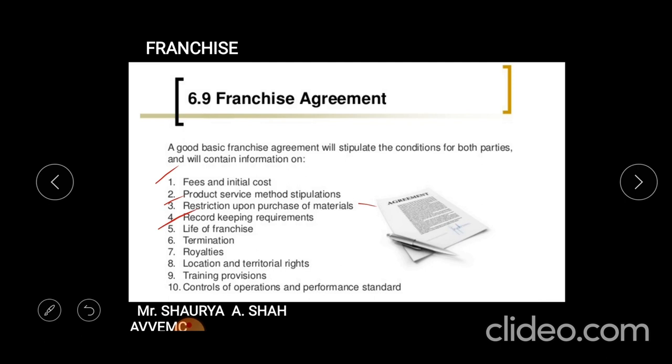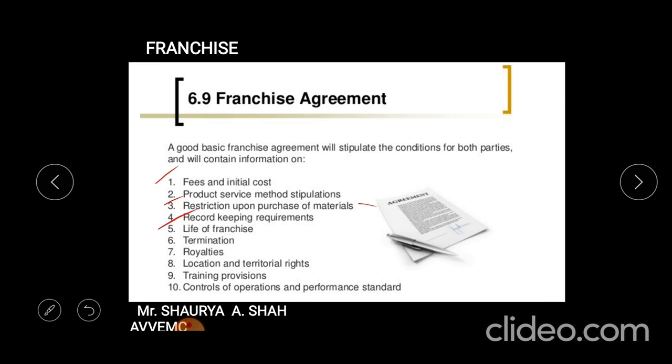How much sales is done, how much purchase is to be made, what will be the mode of accounts, every record keeping requirement is pre-decided in your franchise agreement. Life of franchise: for how many years your franchise is given by the franchisor. Maybe for 5 years, 10 years, 20 years. So the term period of your business is pre-decided.